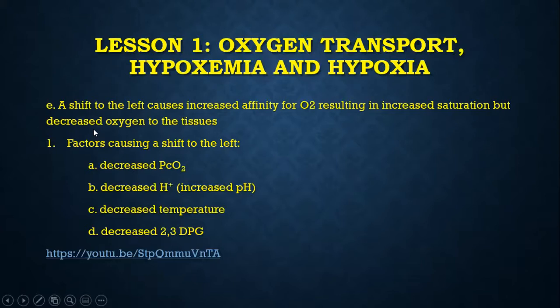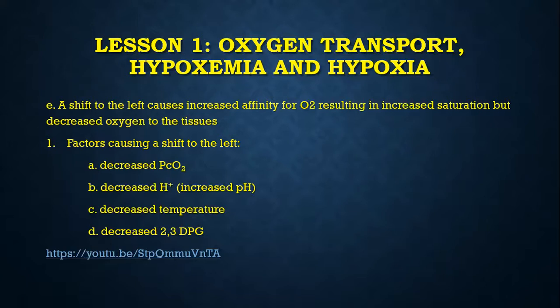All right? What about a shift to the left? Just the opposite. A shift to the left causes an increased affinity for oxygen, resulting in an increased saturation, but a decreased oxygen at the tissues. Factors that cause a shift to the left: a decrease in CO2. CO2 went down, so guess what? It's a shift to the left. Oxygen, I'll take you on then, since CO2 is gone. Decreased CO2, decreased hydrogen ion, decrease in temperature, and a decrease in 2,3-DPG.